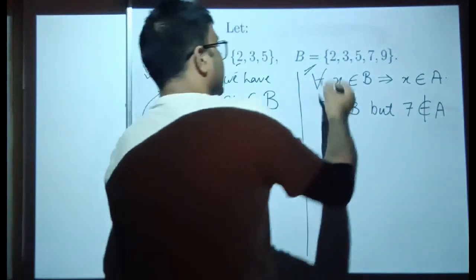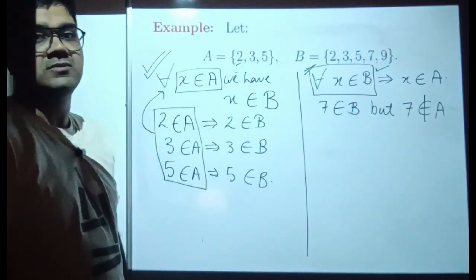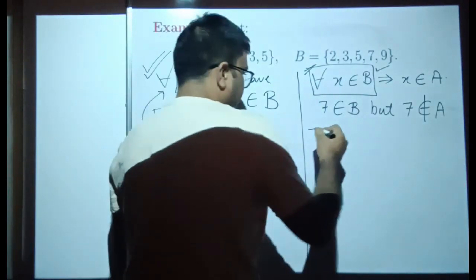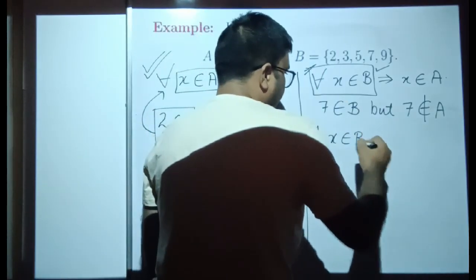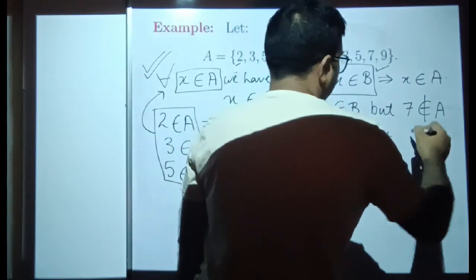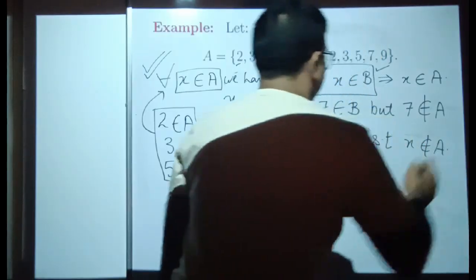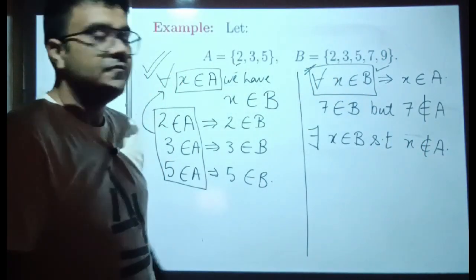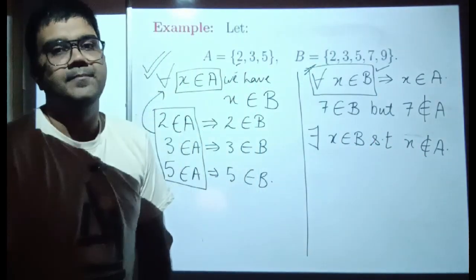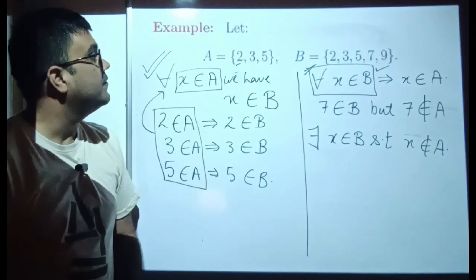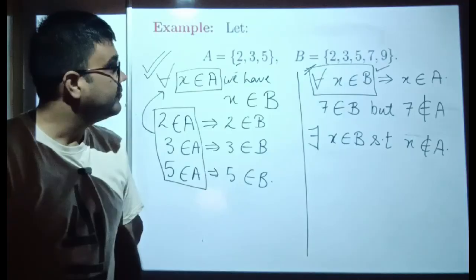It means that we cannot say that for all x belongs to B, x belongs to A, because there exists x belongs to B such that x does not belong to A. We have at least one element which belongs to B, but it is not an element of A. So this is the meaning of these terms: this is for all and this is there exists.